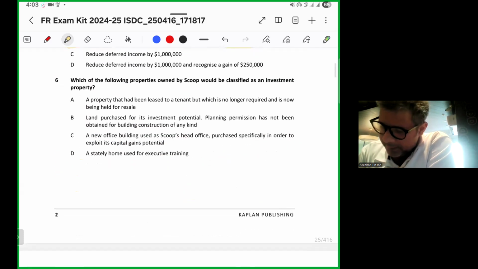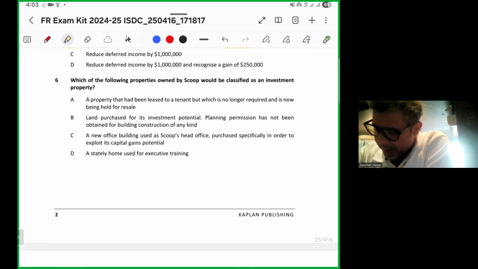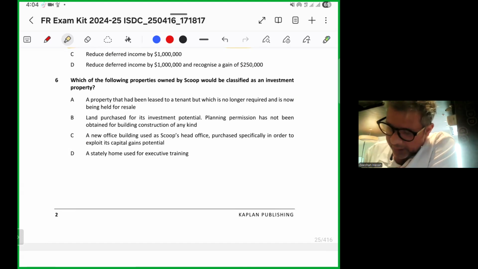Next question: which of the following properties owned by Scoop would be classified as an investment property? A property that had been leased to a tenant but which is no longer required and is now being held for resale. No. A land purchase for its investment potential, planning permission has not been obtained for building construction of any kind. So yeah, D is the answer. Okay.